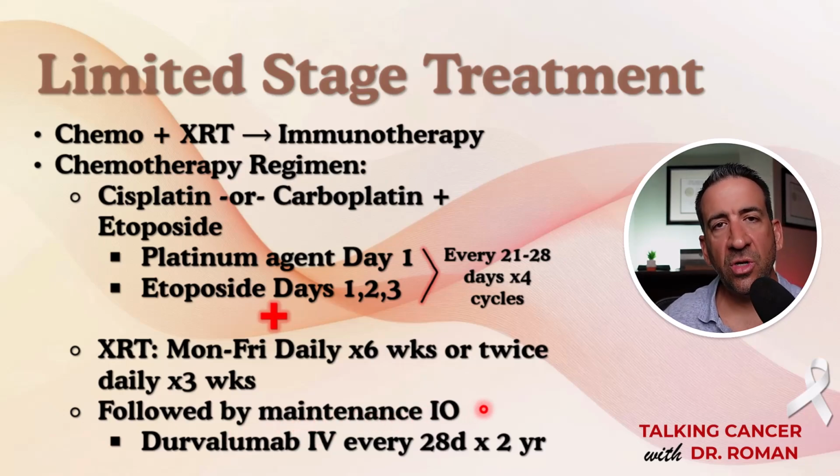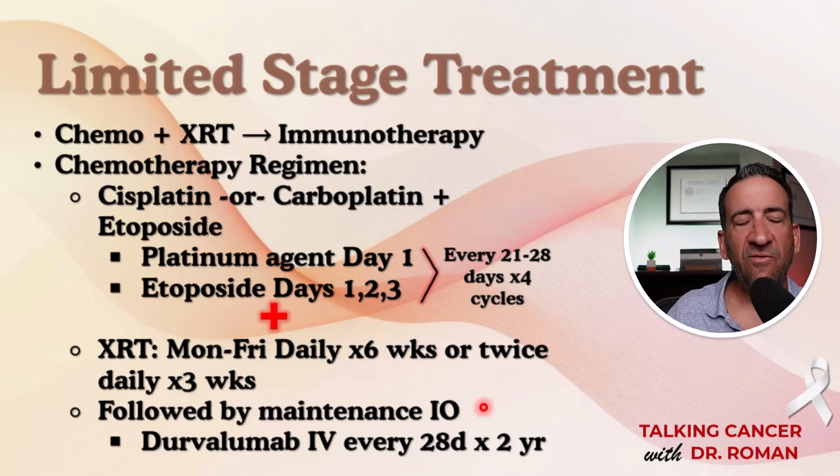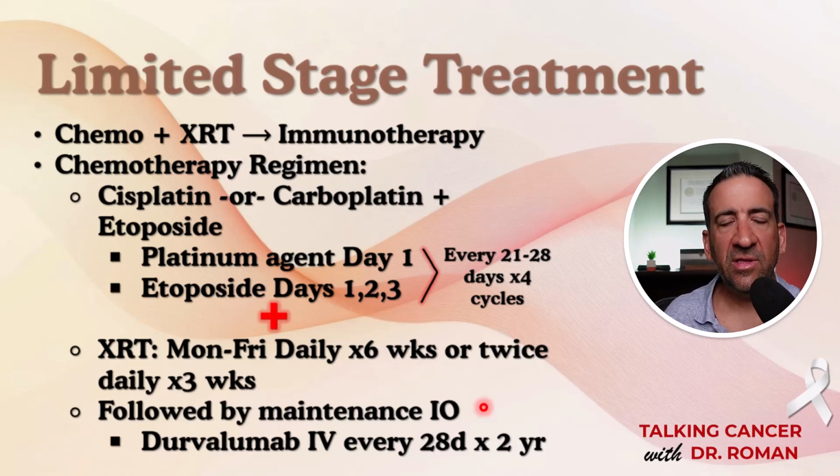In other words, once you're done with chemo and radiation, they may consider giving you immunotherapy to try to prevent this cancer from coming back. It's what we call adjuvant therapy. In other words, it's a treatment that we're giving to try to maintain you cancer-free, or rather, try to prevent this cancer from coming back. And usually we give it every 28 days for up to 2 years.